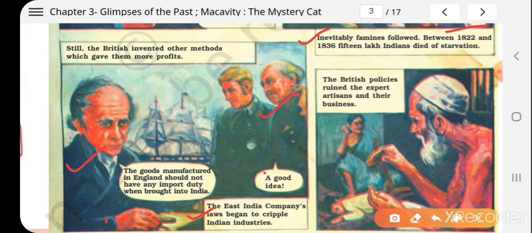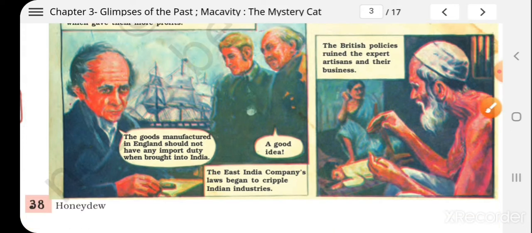Between 1822 and 1836, 15 lakh Indians died of starvation. भूख से मरे हैं इतने लोग, 15 lakh Indians. Actually, the British policies ruined the expert artisans and their business. Okay, they were spoiling all the artisans, means traders, and their business. They were spoiling everything here.